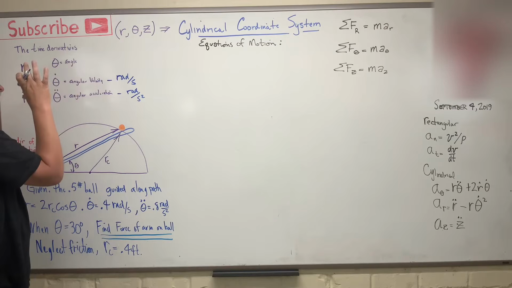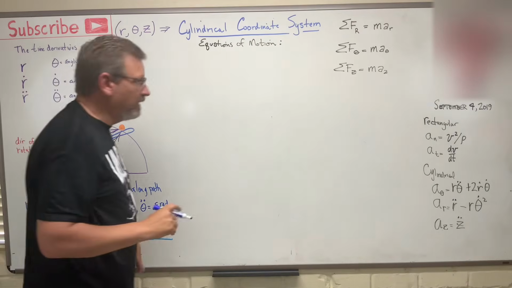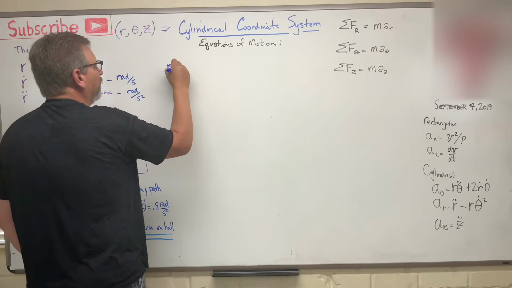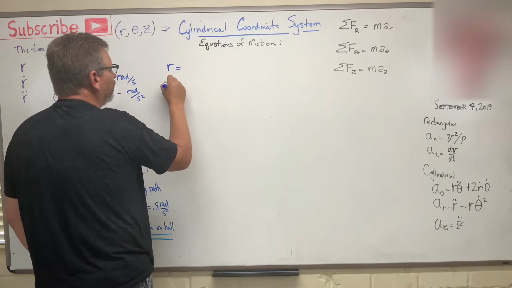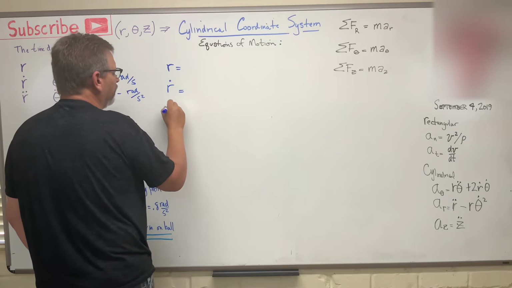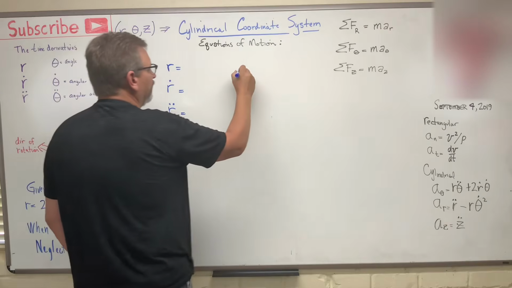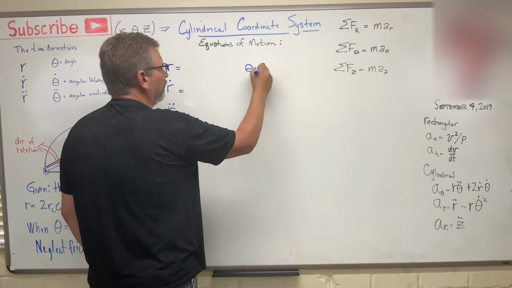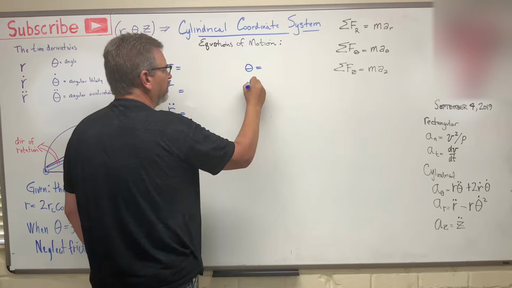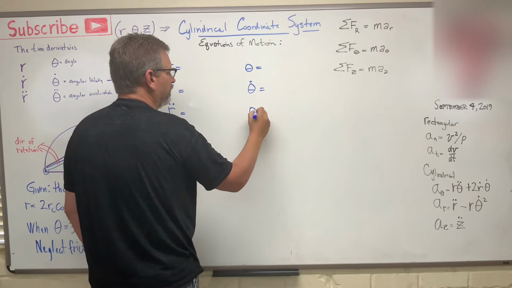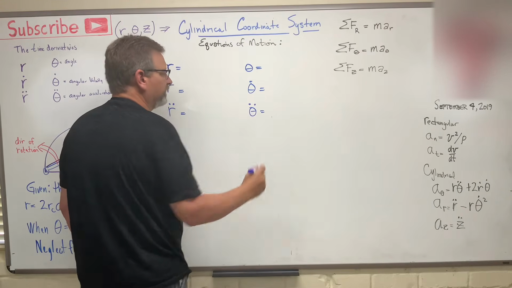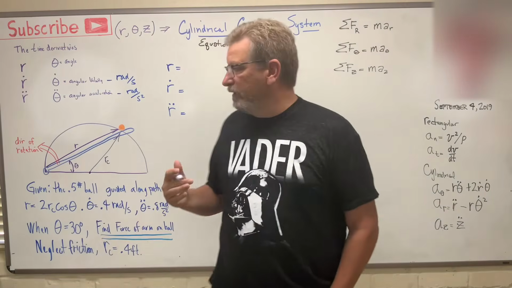So that's what we're going to do first. We're going to find those 6 things. We want to know, what does r equal? What does r dot equal? What does r double dot equal? And also, what does theta equal? Theta dot and theta double dot. So this is our first step to figure out on these problems.